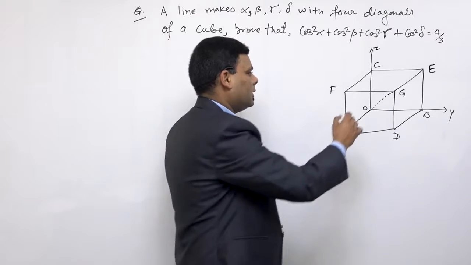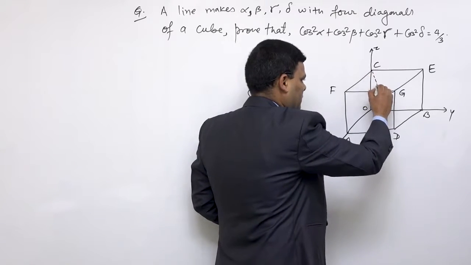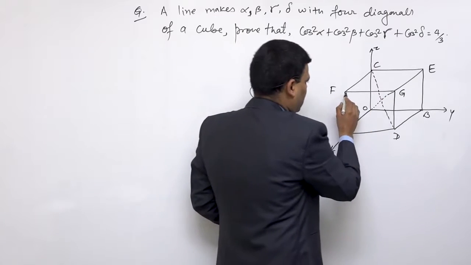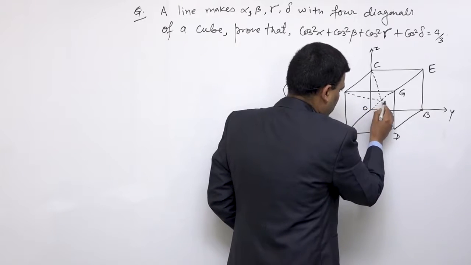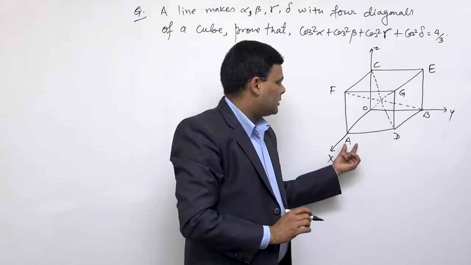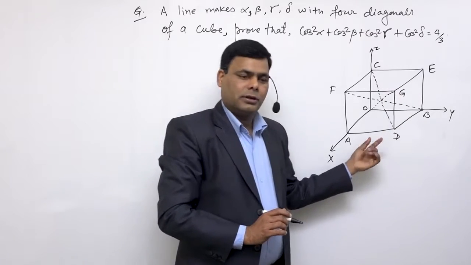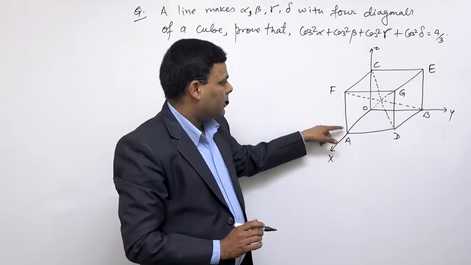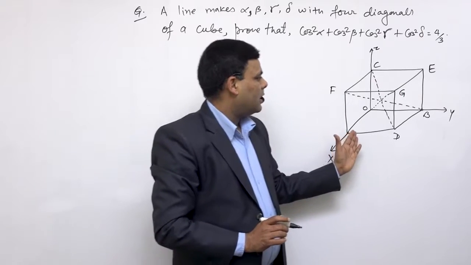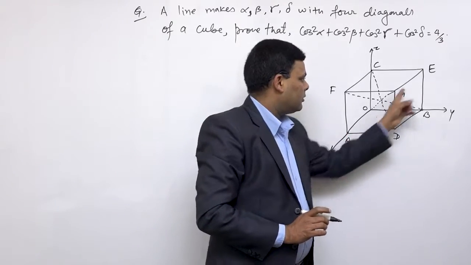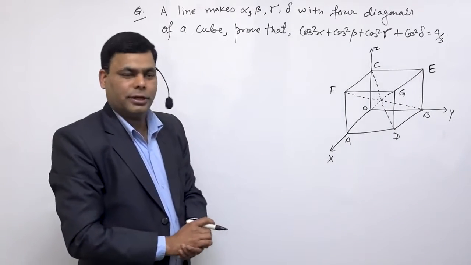OG is one diagonal, CD is another diagonal, FB is another diagonal, and the last one is diagonal AE, which is very difficult to show here, but we can show it by joining with a dotted line, which is impossible to show here.